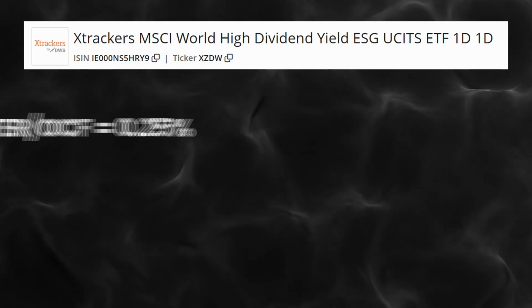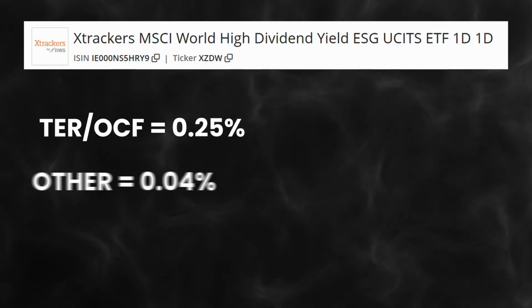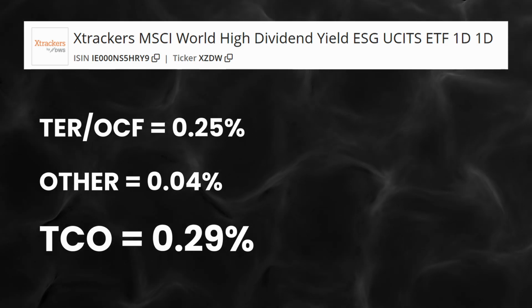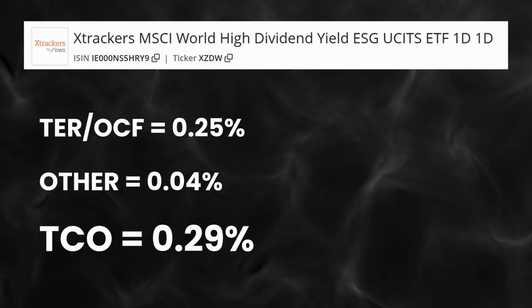If looking for the lowest cost income equity fund for those who seek global funds with higher dividend yields for income, then the lowest cost fund is Xtrackers MSCI World High Dividend Yield ESG ETF Distribution with the ticker of XZDW. This has a total cost of ownership of 0.29%. TER is actually advertised as 0.25%, but there are hidden transaction costs at 0.04% also.